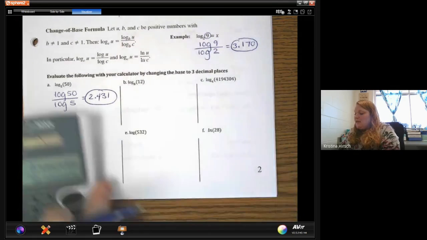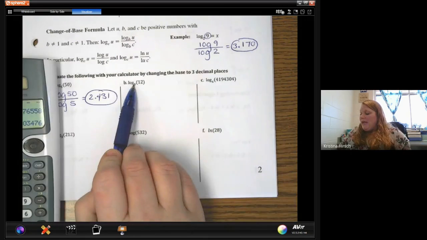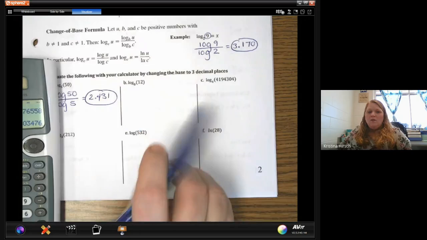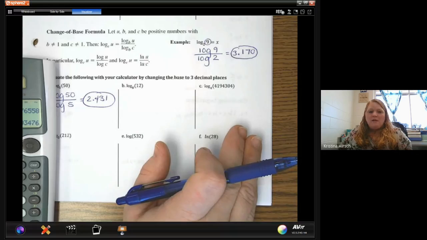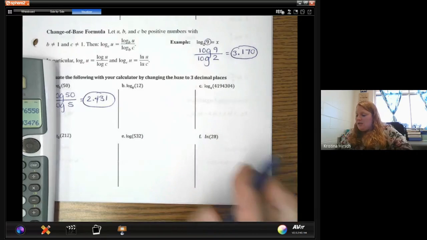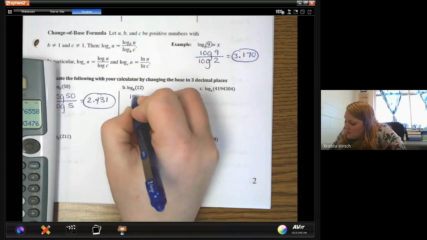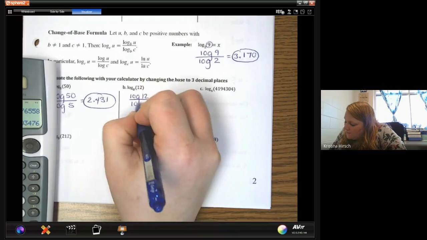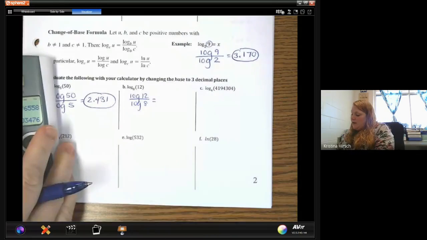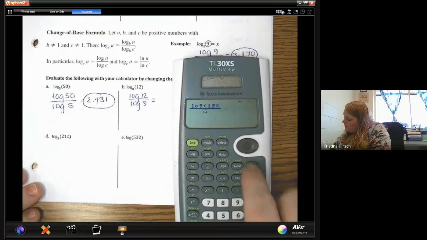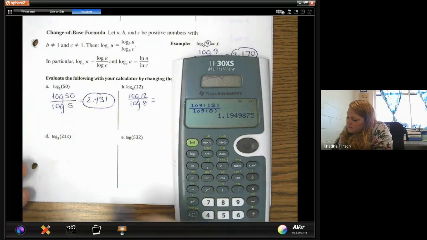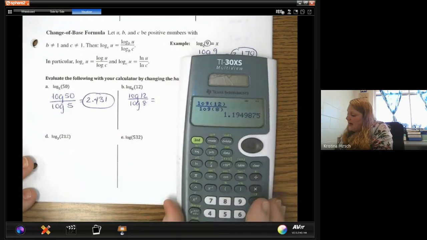If I look at this one right here, 8 to what power gives me 12? Well, 8 squared is 64, and 8 to the first power is 8. So I know it's going to be 1 point something. I would use change of base: log 12 divided by log 8. In my calculator, n over d, log 12 on top and log 8 in the denominator. And I got 1.195 if I round it.